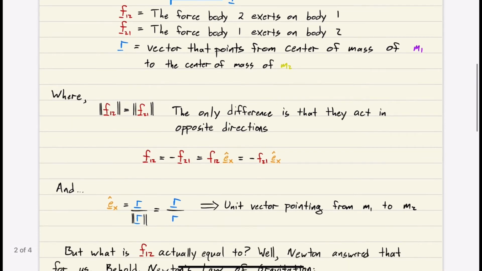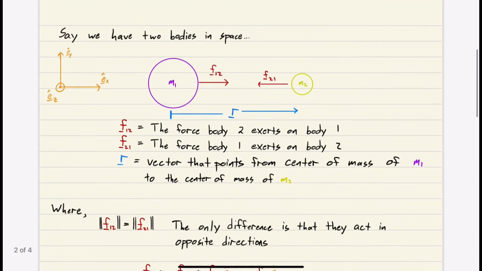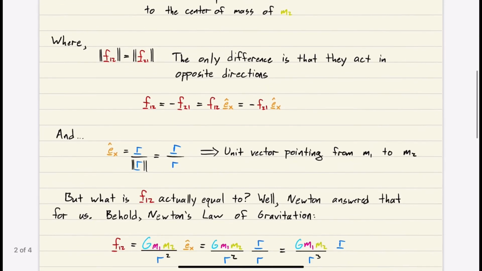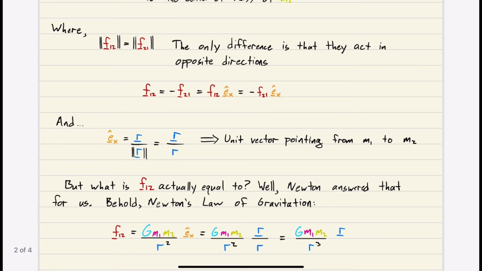Okay, and you could write this unit vector EX as the vector R divided by the magnitude of vector R. When you take the magnitude of a vector, you drop the underbar, right? So this is just the magnitude of R, and this will give you the unit vector. We've talked about this before. If you have a vector pointing in a certain direction and you divide it by its magnitude, you get the unit vector, right? R points from the center of M1 to the center of M2, which is the same direction EX points in. So it's just another way to write it.